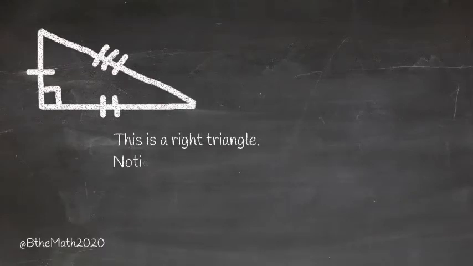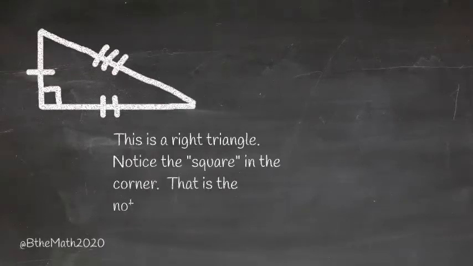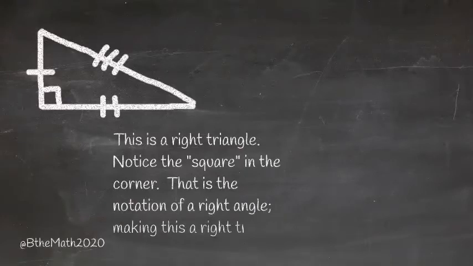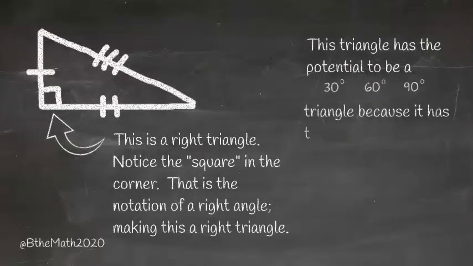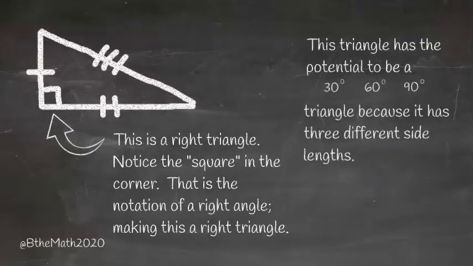Given an image of a triangle, this is a right triangle. Notice the square in the corner. That is the notation of a right angle, making this a right triangle. This triangle has the potential to be a 30, 60, 90 because it has three different side lengths.